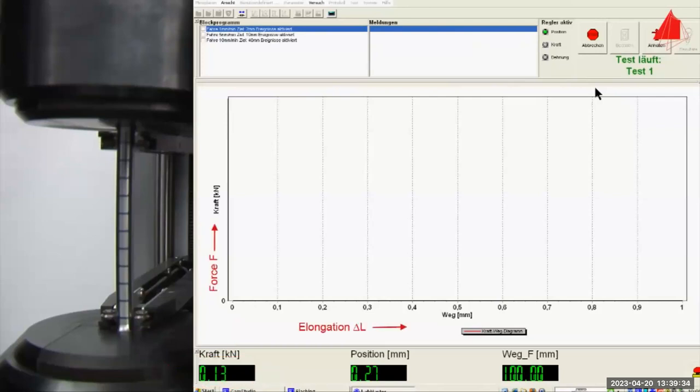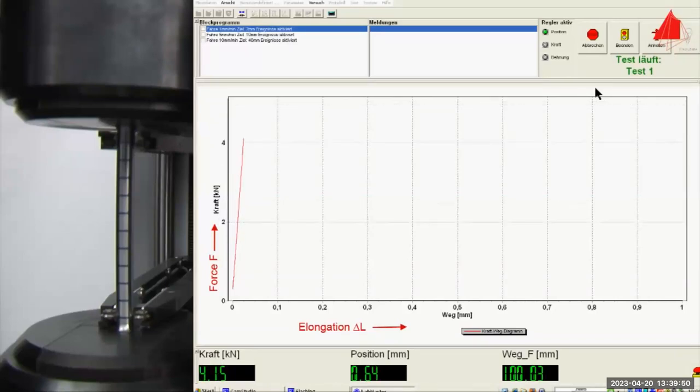It's all material behavior can best be observed in the force elongation diagram. The force F is being plotted upwards on the vertical axis. The elongation delta L is plotted towards the right on the horizontal axis. The test just started to stretch. At first, the force rises rapidly.